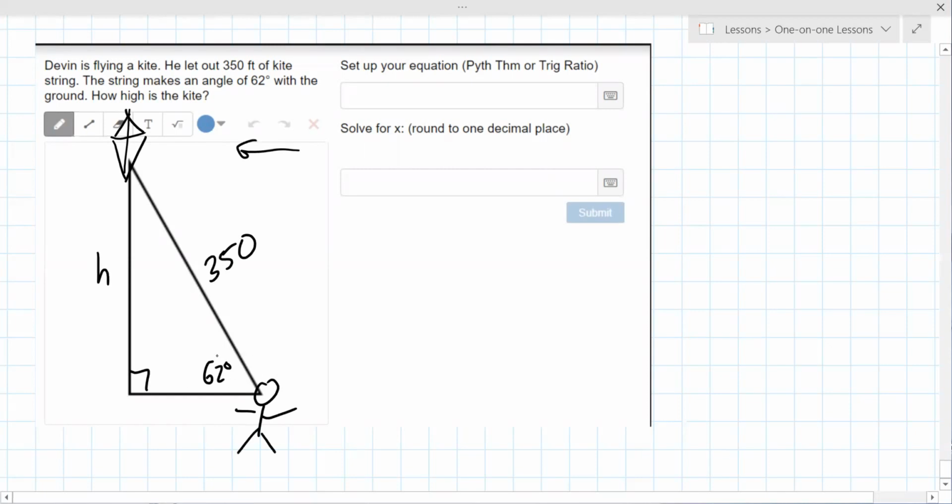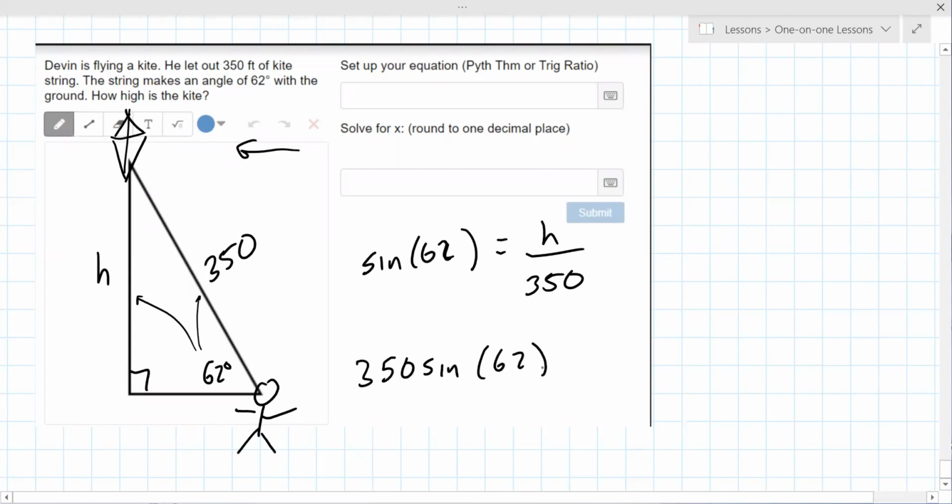So relative to this angle, that's opposite, and that's the hypotenuse. Opposite and hypotenuse. So the sine of 62 degrees is h over 350. 350 multiplied by sine 62 equals the height of the kite. So 350 times sine of 62, and that's 309.0 feet. Make sure that's correct. Yeah, it is.